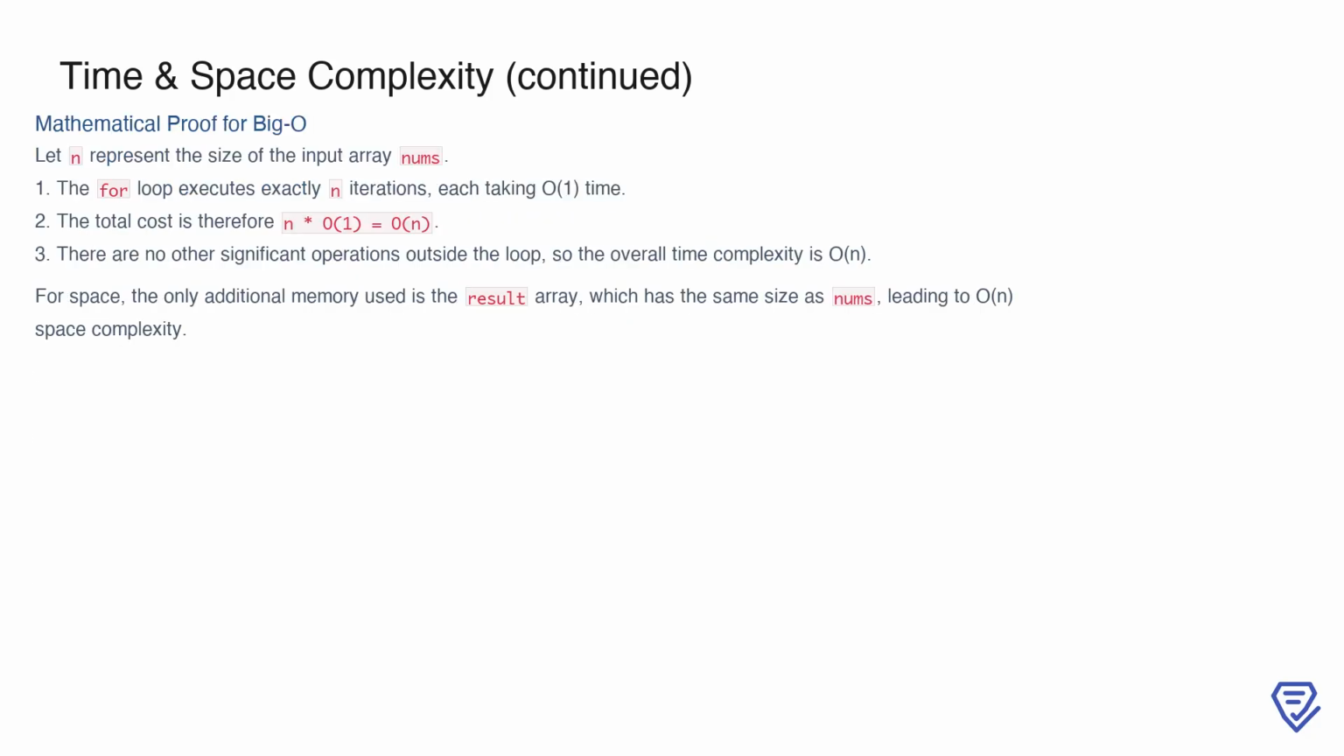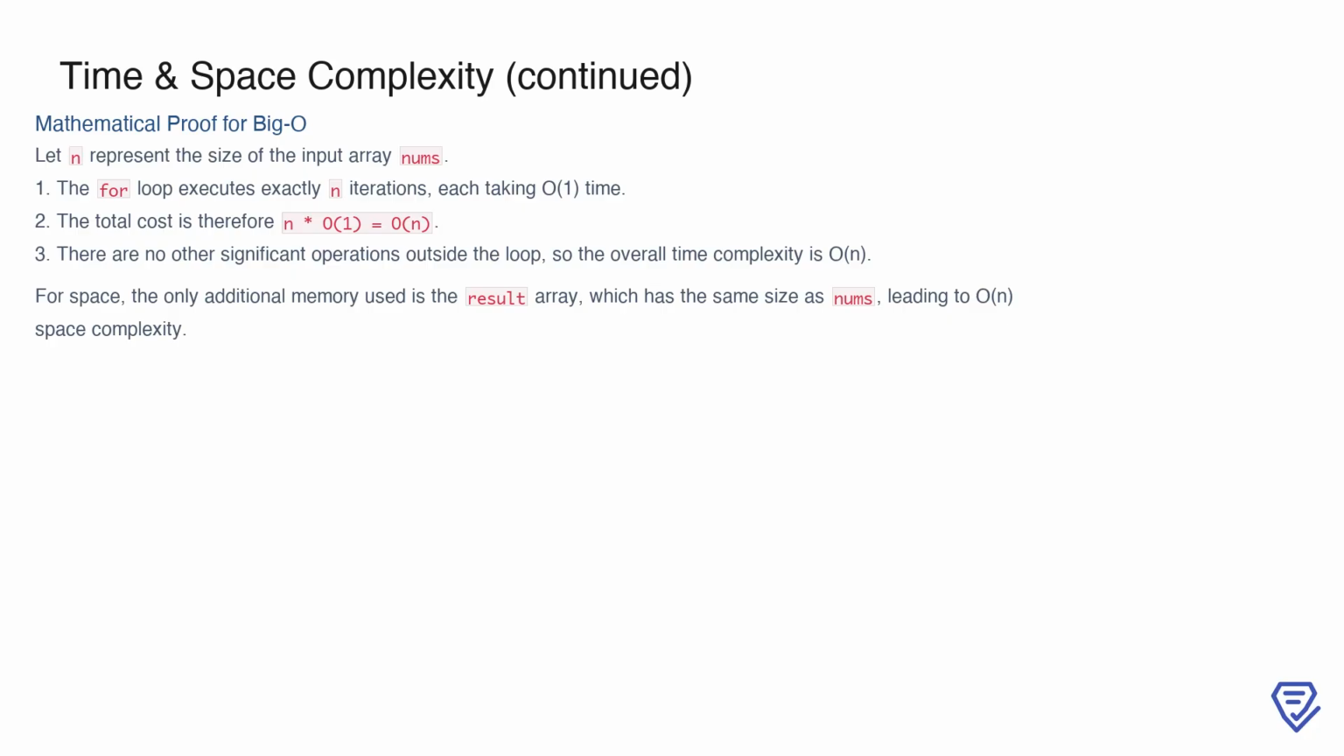Finally, to formally prove the time complexity of O(n), consider that the for loop executes exactly n iterations, where each iteration involves operations that take constant time, or O(1). Multiplying the n iterations by the constant cost per iteration gives a total of n * O(1), which simplifies to O(n). Furthermore, there are no other significant operations outside the loop that could contribute additional time complexity. For space, the only extra memory used is the result array, which matches the size of the input array, resulting in O(n) space complexity.